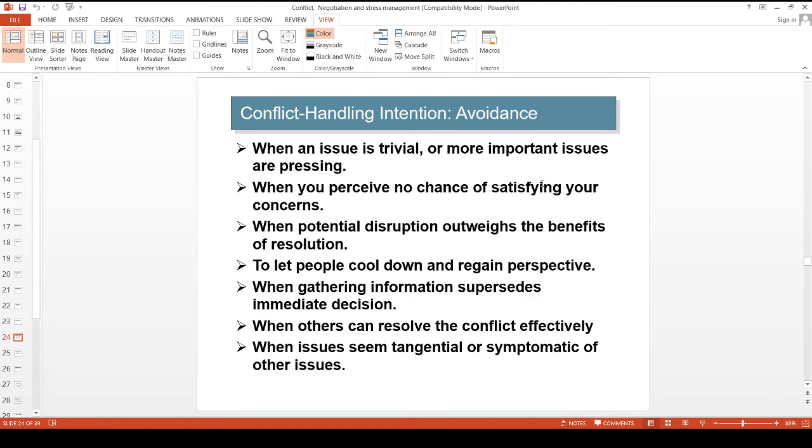Avoidance also applies when gathering information supersedes an immediate decision, or when others can resolve the conflict effectively. So when you think that the conflict cannot be resolved effectively by yourself, you can avoid it. It also applies when an issue seems tangential or symptomatic of other issues. When the issue to be resolved is not so important as compared to the other issues, then you use this avoidance approach.